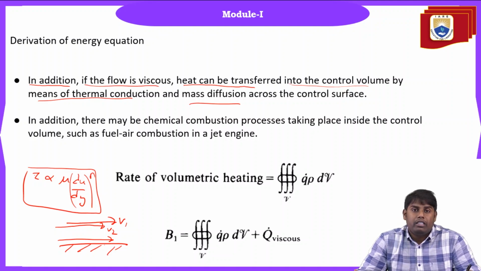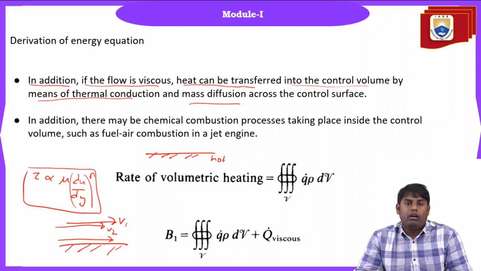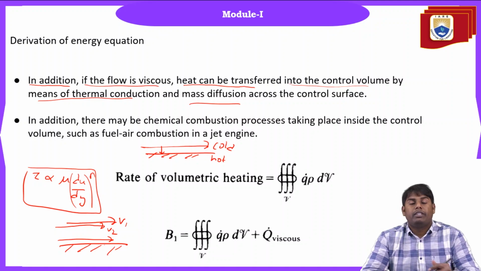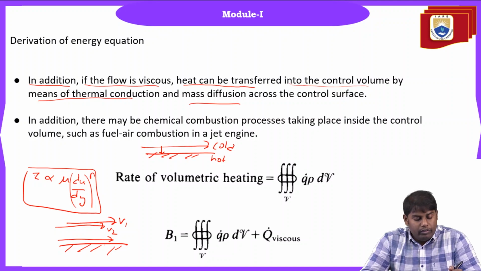This takes place with the help of conduction. Let's say you have a hot plate and a cold flow going over it. In the boundary layer, the first layer will stick to the hot plate. Because of this sticking nature, conduction will happen between the fluid molecules and solid molecules, and therefore cooling will take place. So because of the viscous effect, the change in temperature happens through thermal conduction.